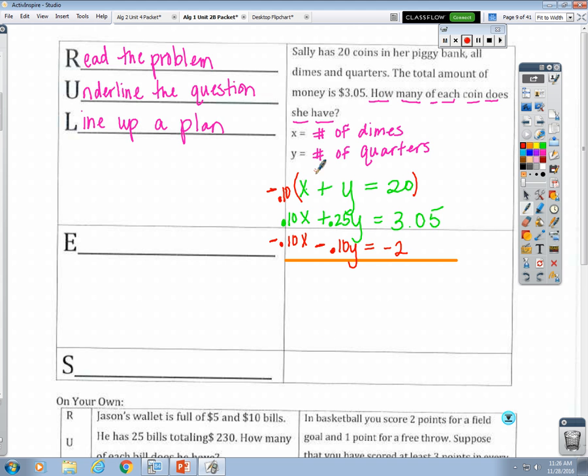Okay, so now that I've multiplied this top equation by negative 0.10, I no longer need it because I rewrote it down here once it was multiplied. Now I'm ready to do elimination. When I get ready to add these, what happens to my x's? They cancel. What happens to my y's?